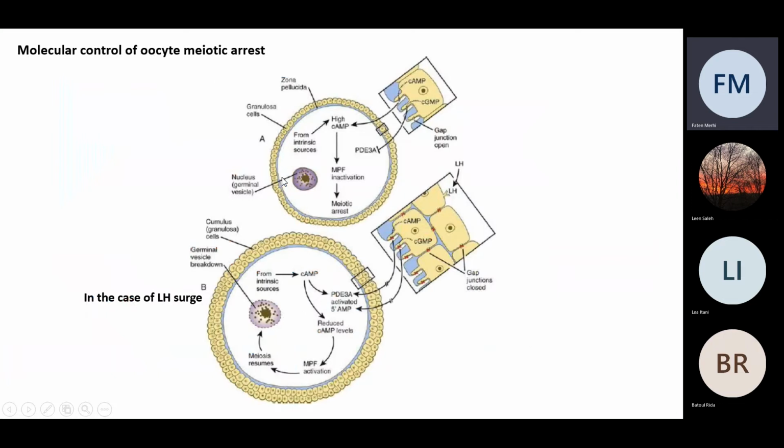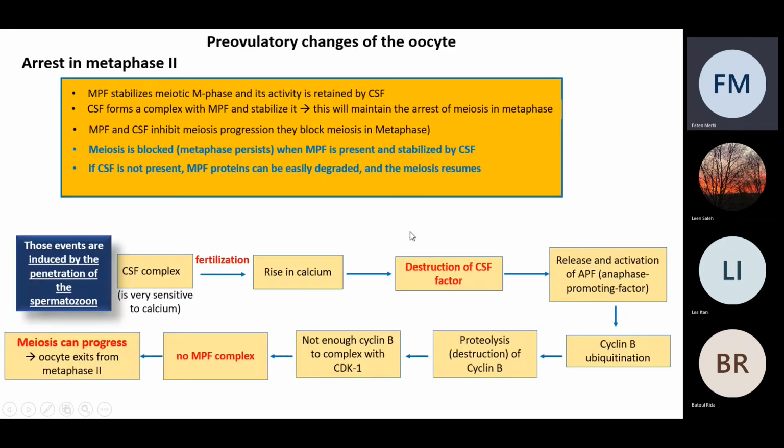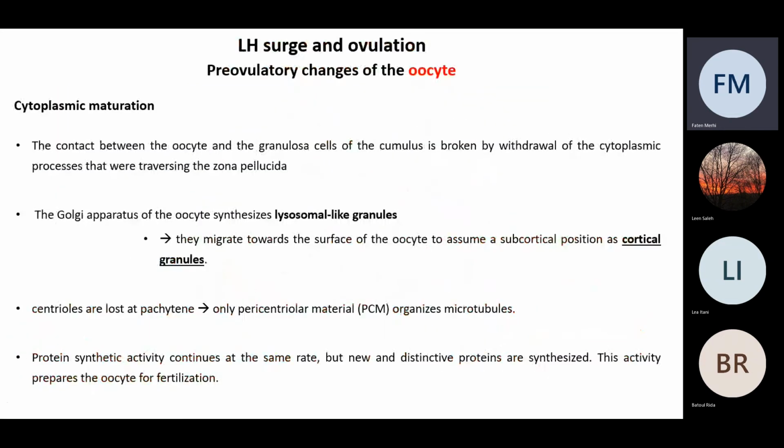Also, we have said here that under the action of LH, we have an increase in the OMI levels in the granulosa cells, and this will lead to the disruption of the gap junctions. So this is how the LH surge will lead to the disruption of those gap junctions or connections between the granulosa cells and the oocyte. And also those cytoplasmic extensions or processes that were traversing the zona pellucida, of the cumulus oophorus cells, will be disrupted also.